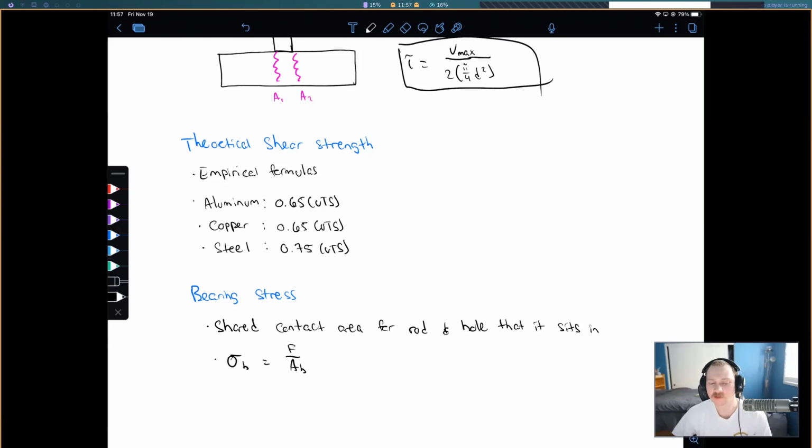Okay, so the basic formula is going to be sigma b, that's our bearing stress, is equal to the force that we have. In this case, it's the force that's going down on the rod there. And then A sub b, that is that shared area of contact.